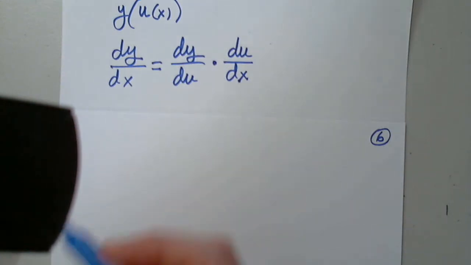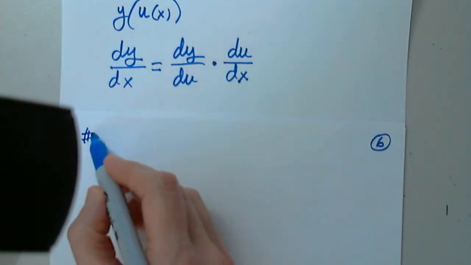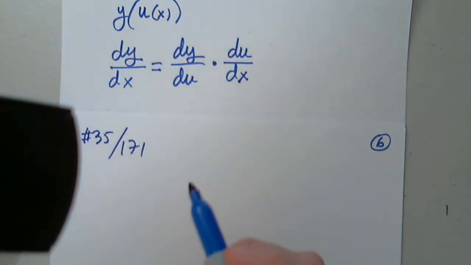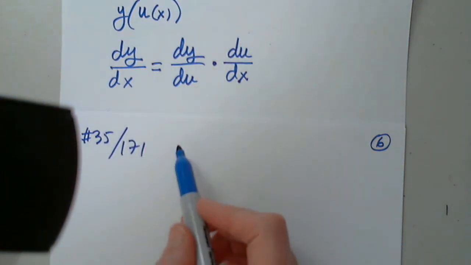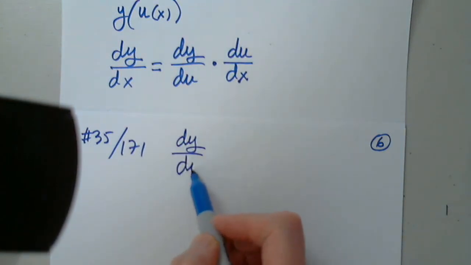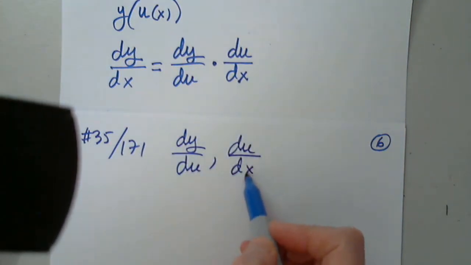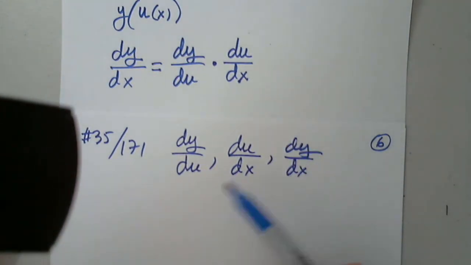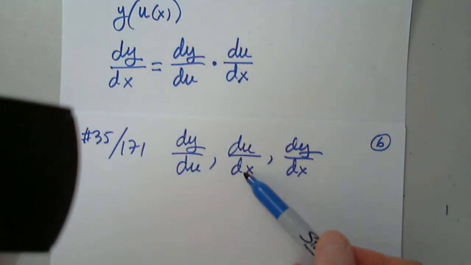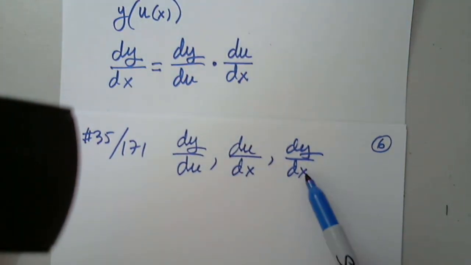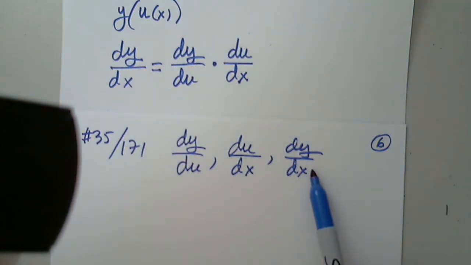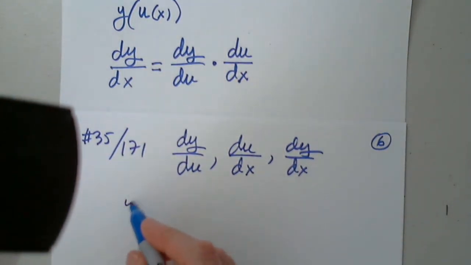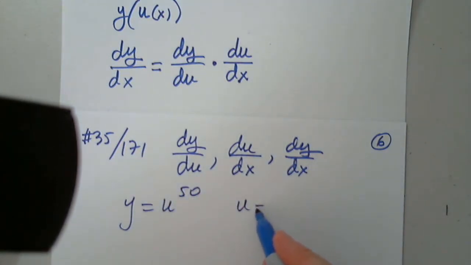Let's say 35 on 171. Everything is on 171. So they're asking us to find dy over du, du over dx, and dy over dx. Well, I know that once I have this and I have this, I will multiply them to get that, right? So let's see what they're giving us. They're giving us y being u to the 50th power, and u being 4x to the third minus 2x squared.